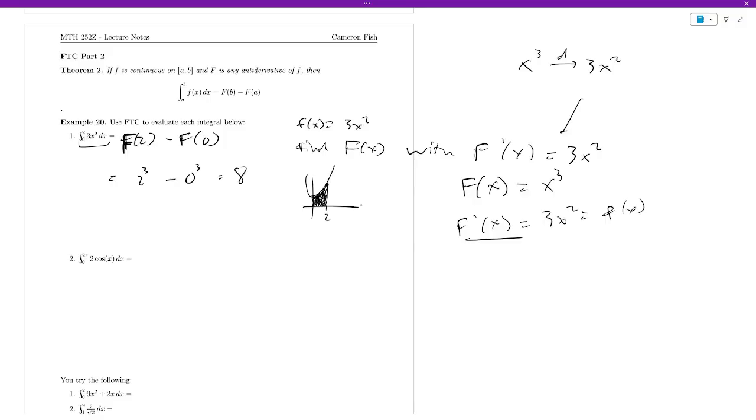So I want to integrate from 0 to 2 pi, the function 2 cosine x. So again, little f is my 2 cosine x. So I just need to find a big F. I need to find an antiderivative.